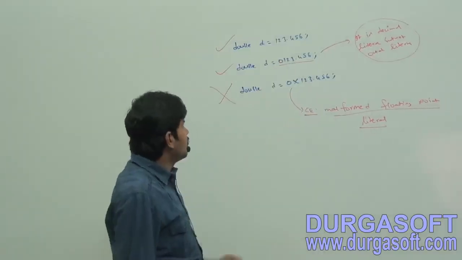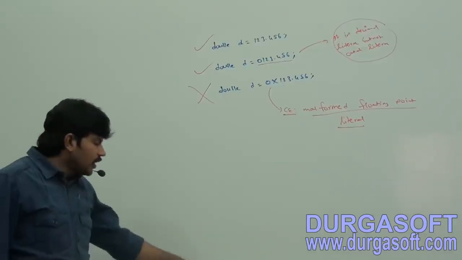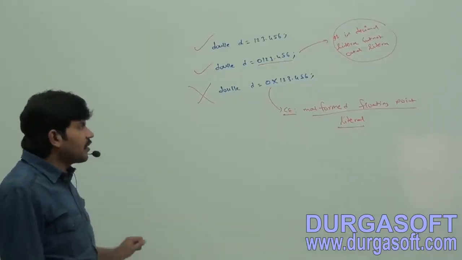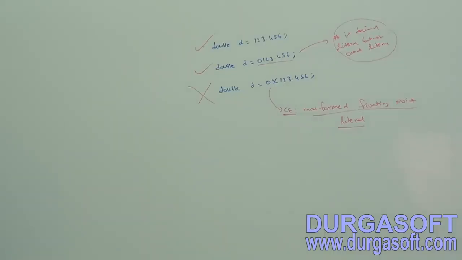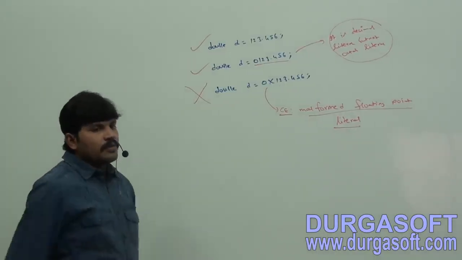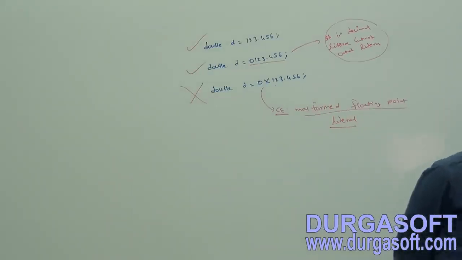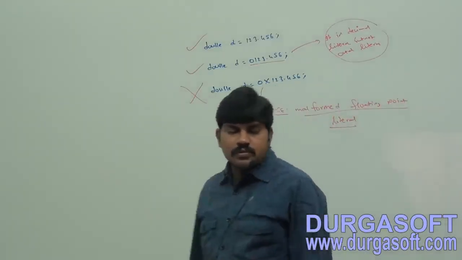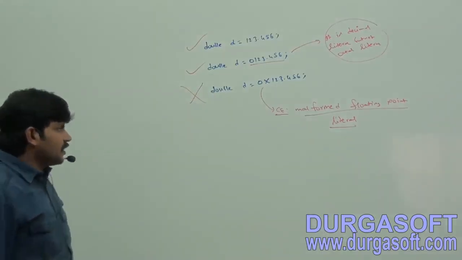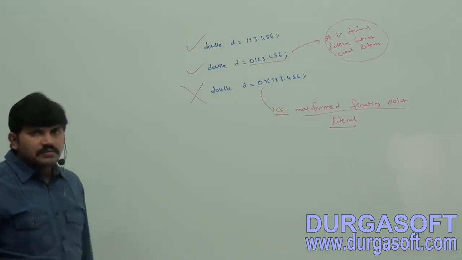Okay, so take this example now. Malformed floating point literal, this is the compile time error we are going to get. So floating point literals can be specified only in decimal. Octal and hexadecimal forms are not allowed. If you try to use them, we will get malformed floating point literal.